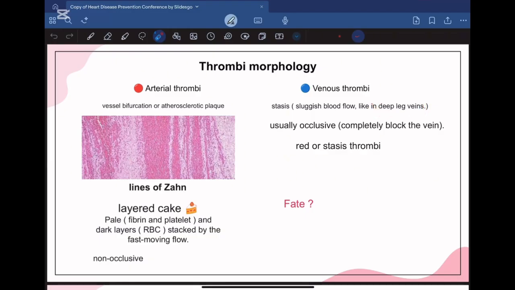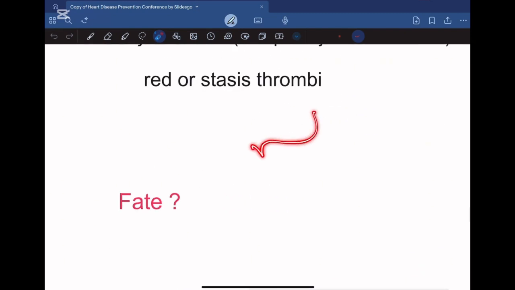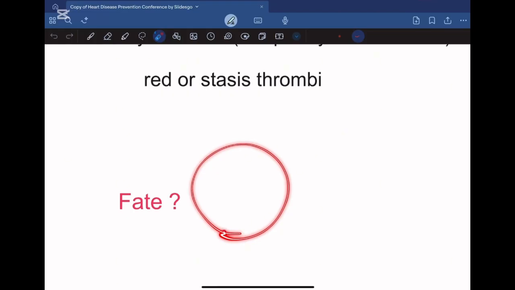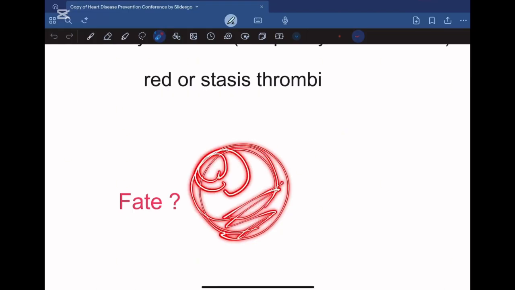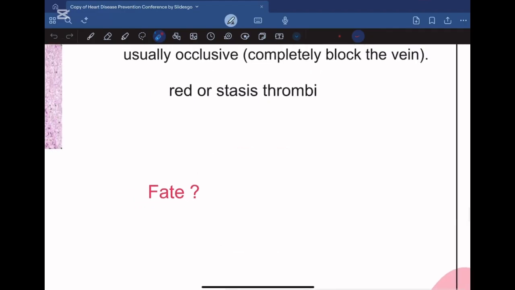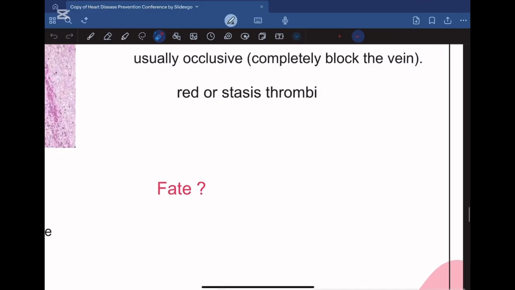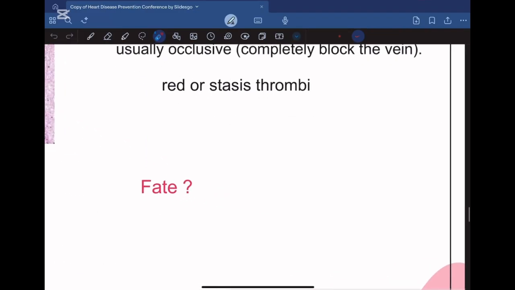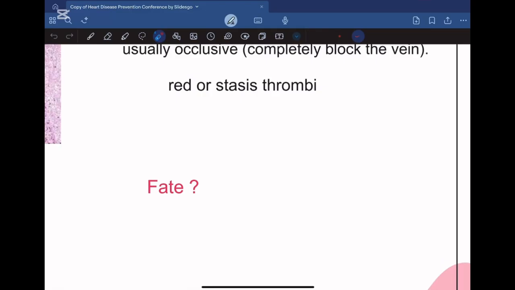Okay, what is the fate of the thrombi? Either it will propagate, meaning it will start to become bigger. Let's say this is the blood vessel and this is the thrombi. It will start to propagate to become bigger and bigger and completely block the blood vessel. If there is complete blockage of the blood vessel, we will have either stroke or MI, which is myocardial infarction. This is why thrombosis is very risky, because the complications are very risky.